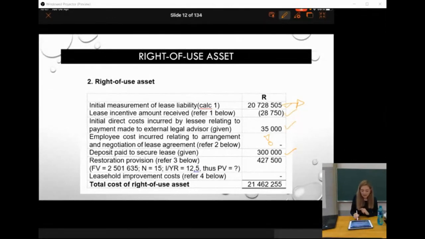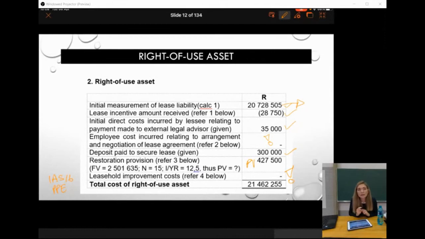So there we calculate the present value of the restoration provision, and that's included then in the cost of the asset. Okay, and then the leasehold improvement costs. That's another one that you have to watch out for. So the leasehold improvement cost, you'll see later, that's actually a normal IAS 16 PPE asset.